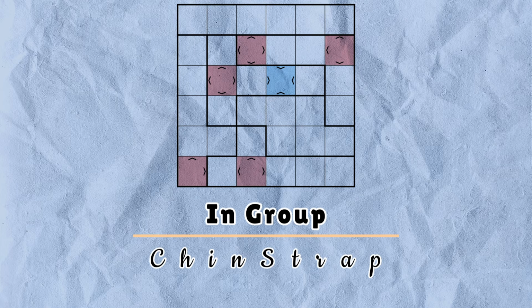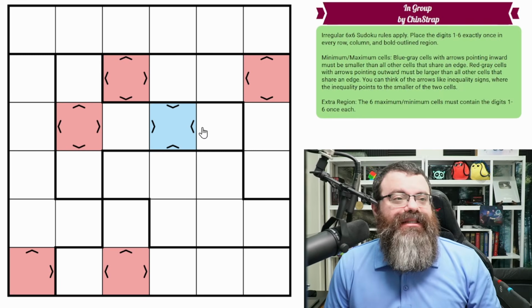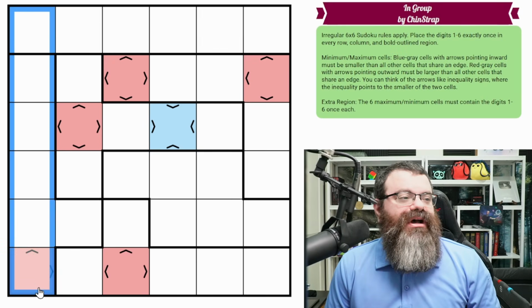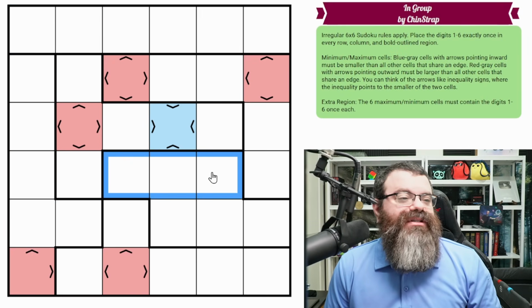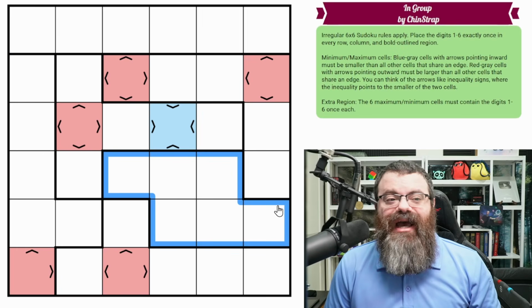Hello, let's continue our Sudoku adventure with In-Group by ChinStrap. So we have irregular 6x6 Sudoku rules. That means in each row, each column, in each of these bold outlined regions, we are placing the digits 1 to 6 exactly once each.